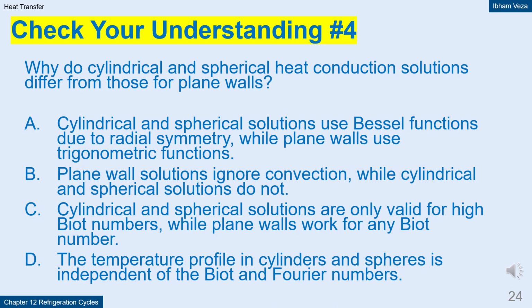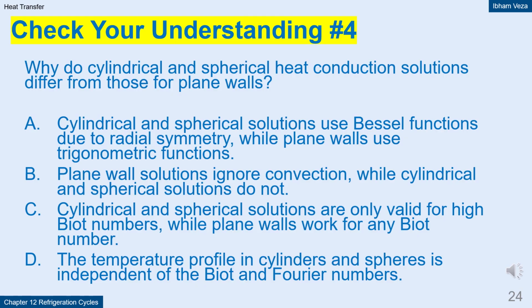The answer: A. Cylindrical and spherical solutions use Bessel functions due to radial symmetry, while plane walls use trigonometric functions. Explanation of incorrect answers. B. Incorrect.